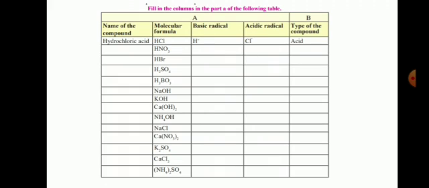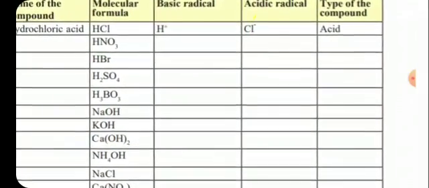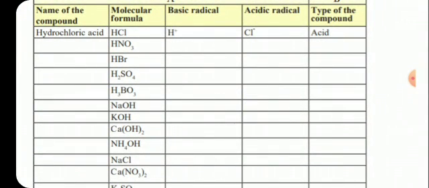Here, this chart shows the name of the compound and its molecular formula, and now we have to write down the basic radical, acidic radical, and the type of compound. So let us start. Hydrochloric acid has molecular formula HCl. H+ is the basic radical and Cl- is the acidic radical, and the type of compound is acid.